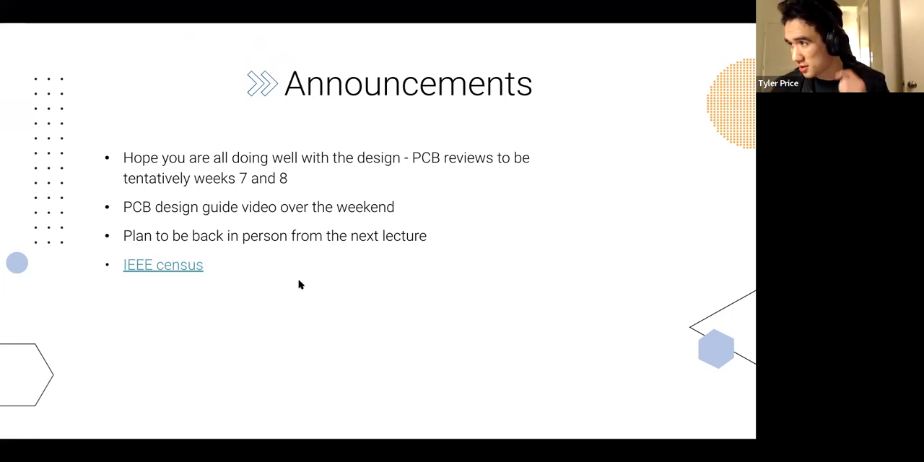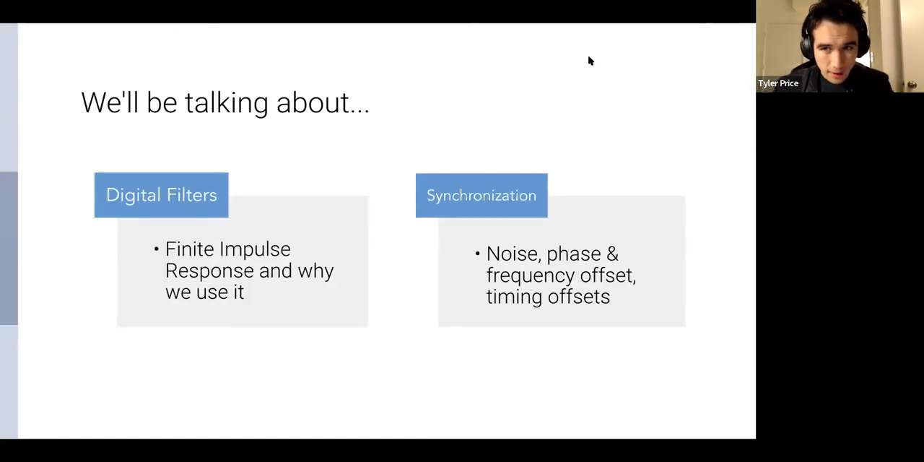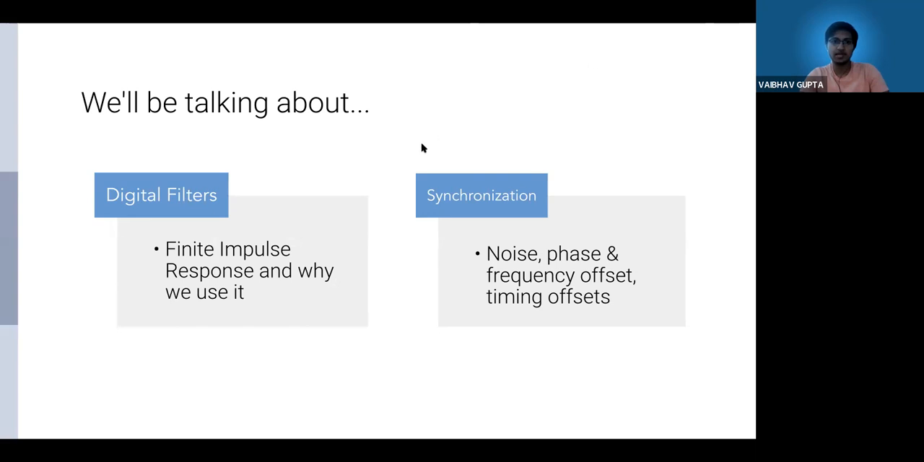So with that said, let's get into this. Like I said, we'll be talking about two things today. Digital filters: we'll be talking about two types, infinite impulse response and finite impulse response, what those two terms mean, and why for our project we'll be using one type of filter over the other. Then we'll be talking about synchronization and how we use that broad category of techniques to deal with noise, phase, and frequency offsets. And towards the end of this lecture, but really more in our next lecture, when we start talking about sending packets of information, we'll be talking about timing offsets as well.